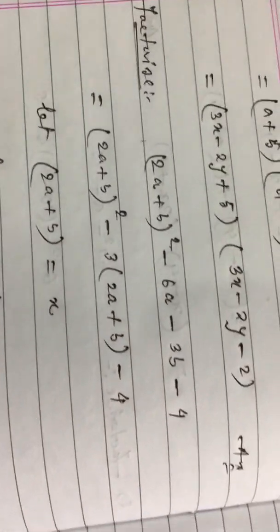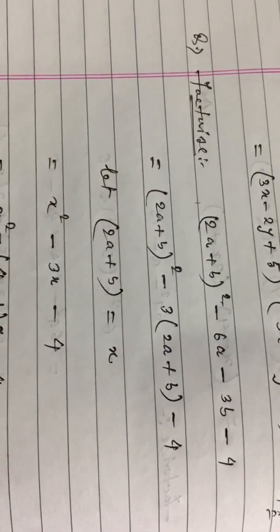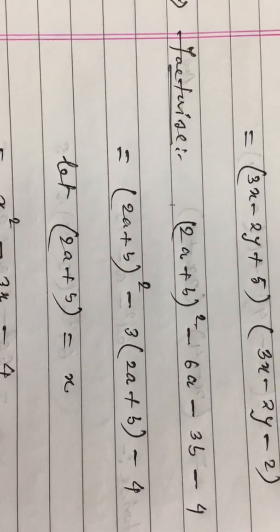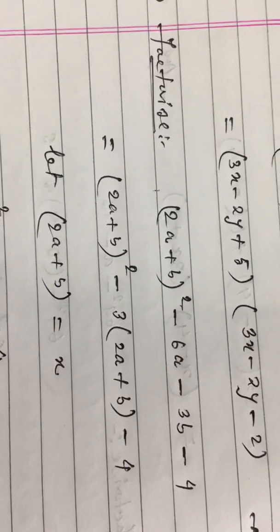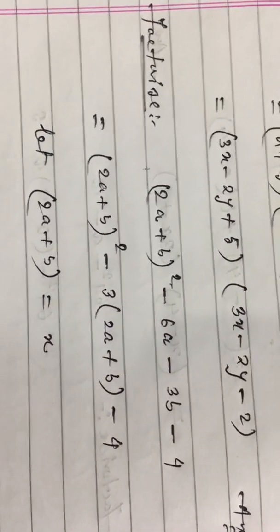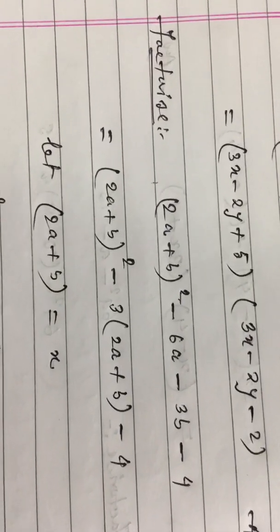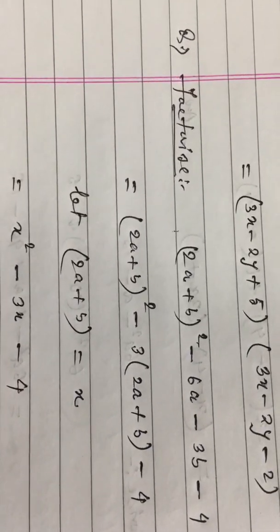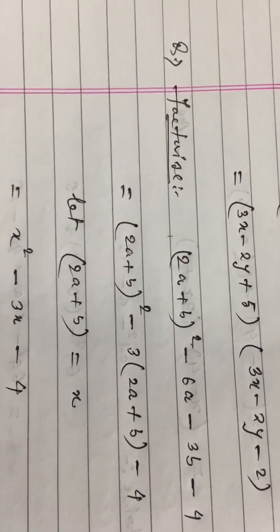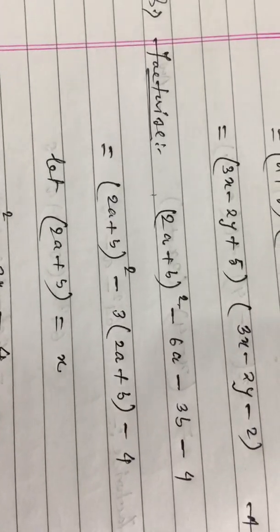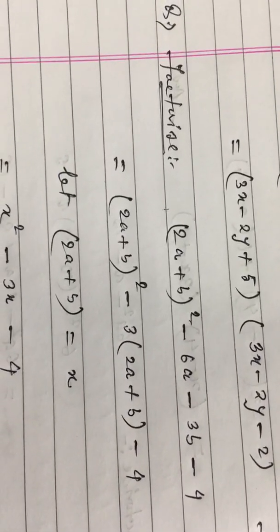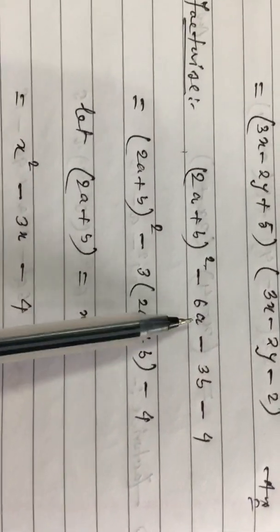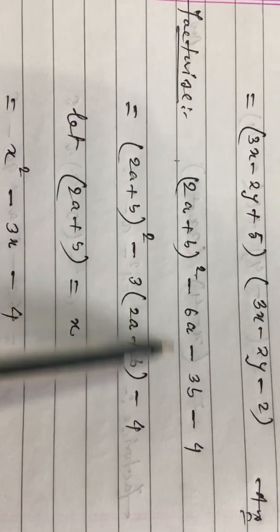Now see the next problem. The next problem is similar to the previous one. See here, 2a plus b whole square minus 6a minus 3b minus 4. But in the previous question, two brackets were there, and the terms of the two brackets were same. But right now only one bracket is there. But you can see the second and third terms, that is minus 6a minus 3b. I think you can guess that some numbers are common here.